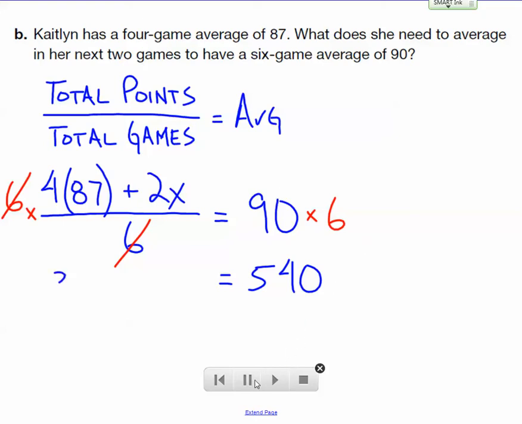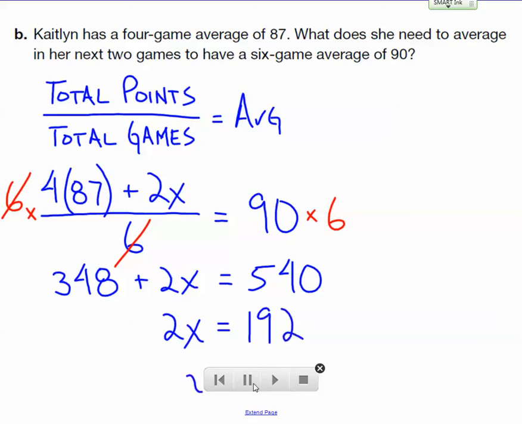Okay. Well, she's already scored 348 points in the first 4 games. So over the remaining 2 games, if we subtract 348 from both sides, she needs to score 192 points, which means for each game, divide both sides by 2, she needs to score 96 points. So she needs to average 96 points per game over the last 2 games in order for her average to be a 90.